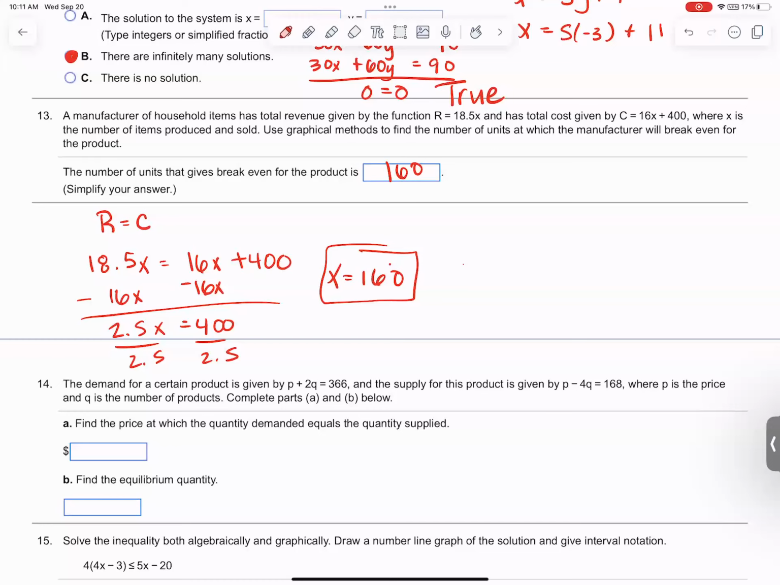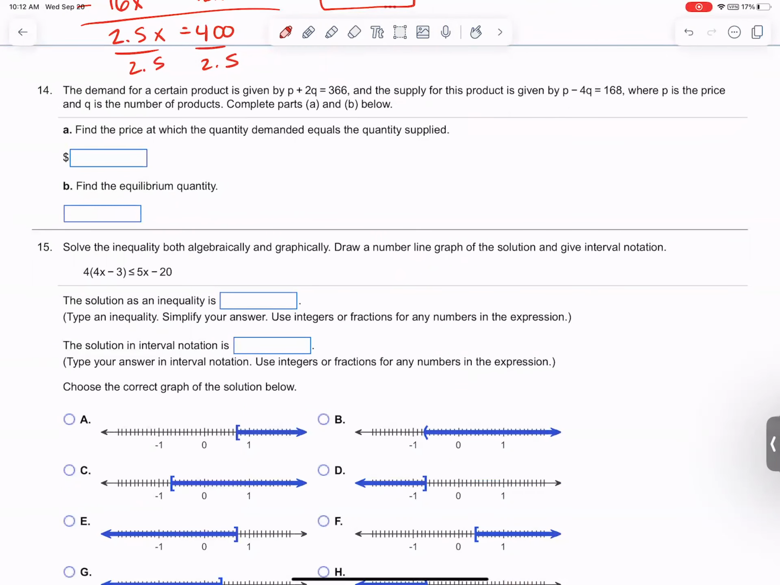All right, problem 14. Gonna need the calculator again, I think, maybe. No, they're gonna have us solve it graphically, algebraically. The demand for a certain product is given by P plus 2Q equals 366. And the supply for this product is given by P minus 4Q equals 168, where P is the price and Q is the number of products. Complete parts A and B. Find the price at which the quantity demanded equals the quantity supplied.